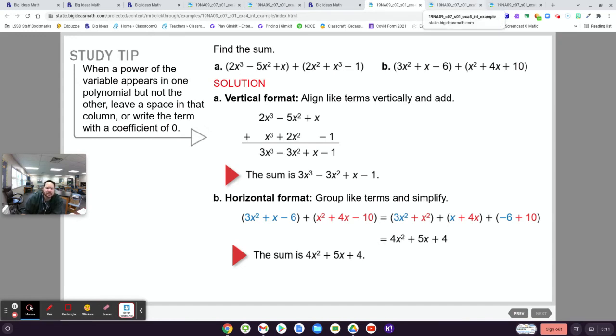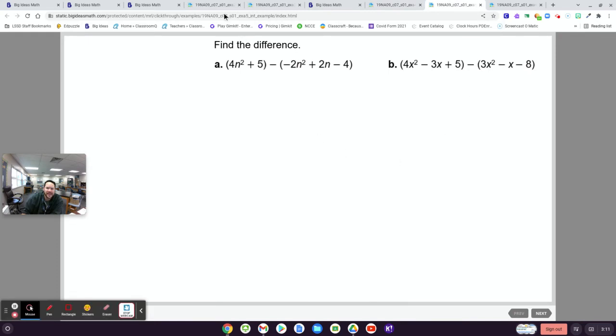Okay, now let's jump into finding the difference. So the only trick with these, some of you are going to forget to distribute this minus sign. Every term in this polynomial is being subtracted. So it's like distributing this minus sign. So let's see how they did this first one, and then I'm going to have you do B.